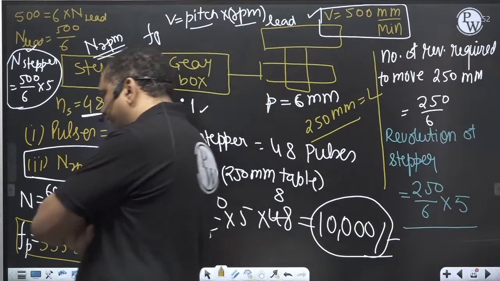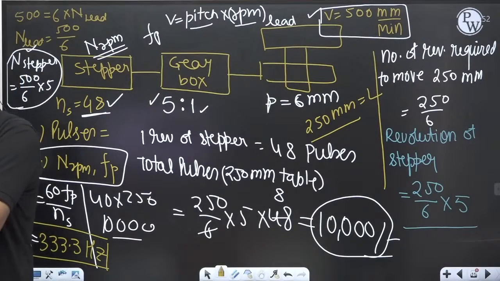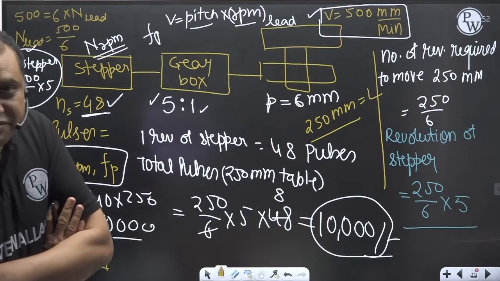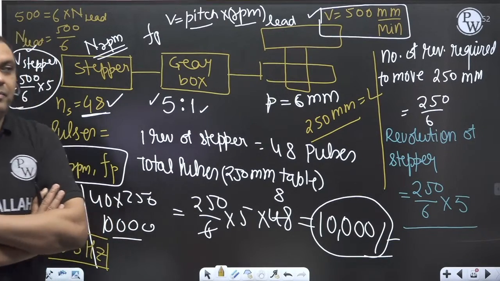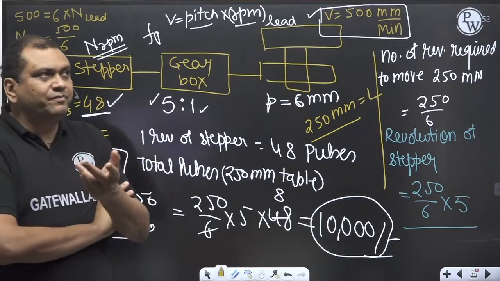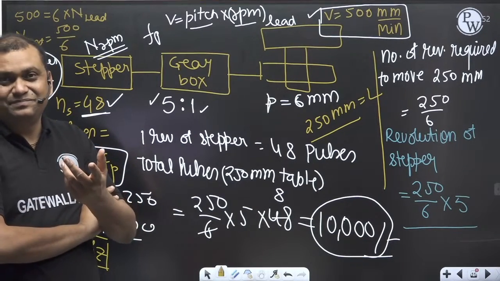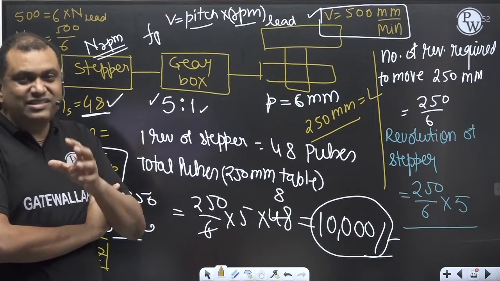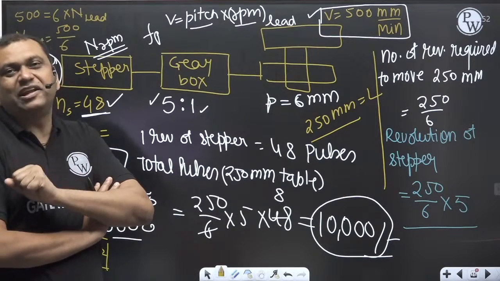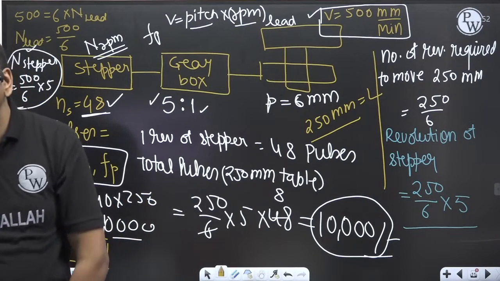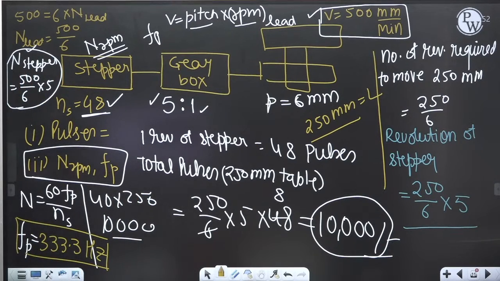so that we are in a better position to hit questions in the actual GATE exam. If you see the PYQ, you will find many questions based on stepper. That's the reason I am focusing more on the stepper calculation today in automation. 333, correct. Most of you are correct.